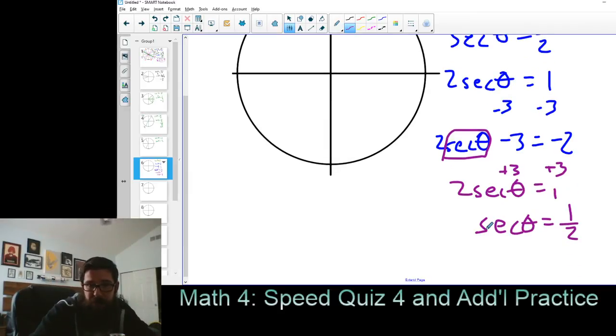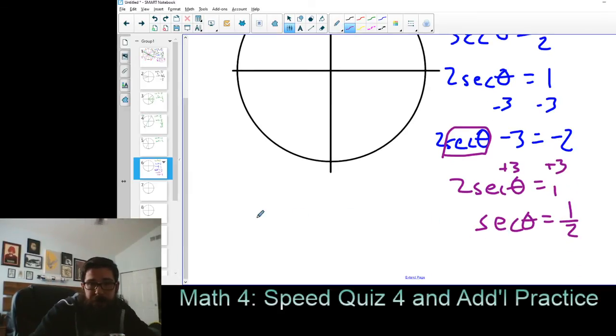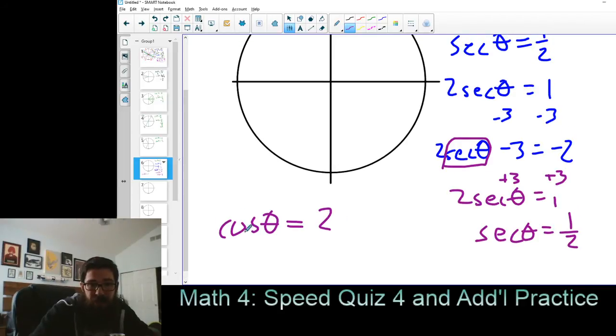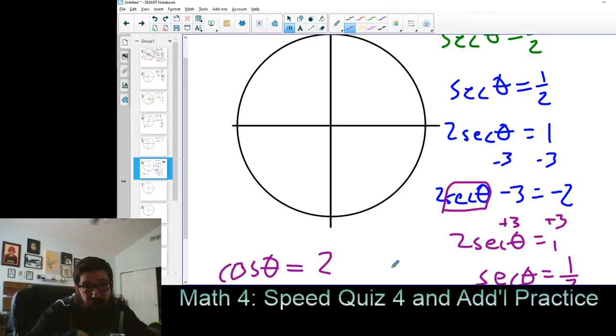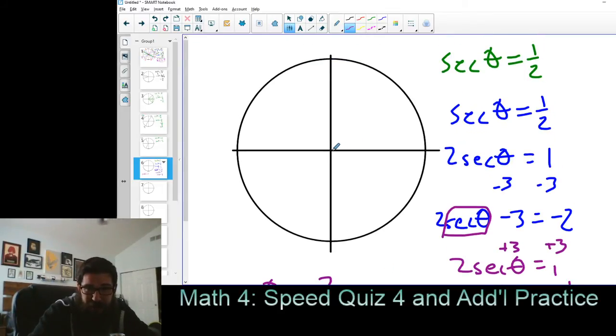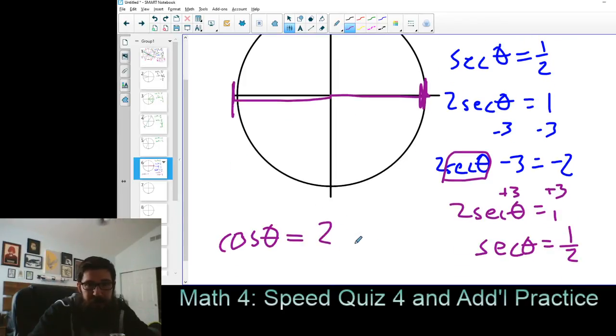Now, let's analyze this piece. The reciprocal of secant is going to be cosine. And the reciprocal of 1/2 is 2. So we're asking, where is cosine equal to 2? This one is intentionally tricky. Doesn't happen. The highest cosine ever gets is all the way right here. That's 1. The lowest that ever gets is all the way over here. That's a -1. Cosine's never going to hit 2.